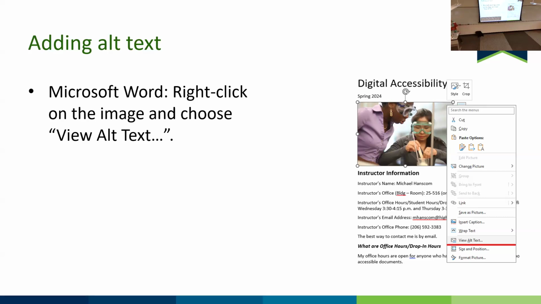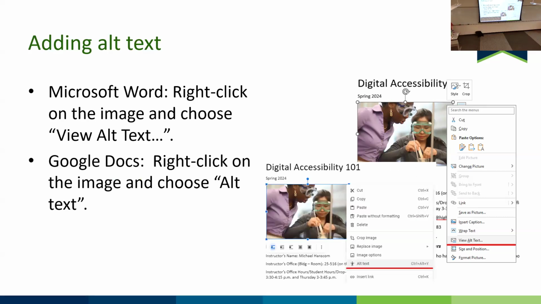Once you click that, it'll bring up a window that lets you edit the alt text and put in whatever you want to say. Google Docs works very much the same way. The wording's a little bit different, but you right-click and you choose alt text, and then a box pops up where you have the field where you can enter the alt text for the image. And again, alt text is as much art as science. Sometimes just a few words is enough.